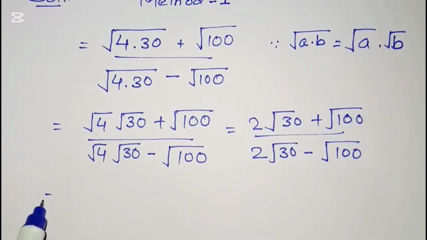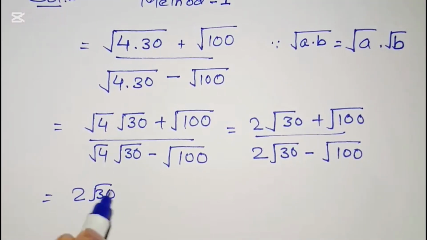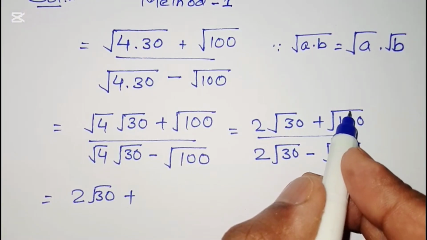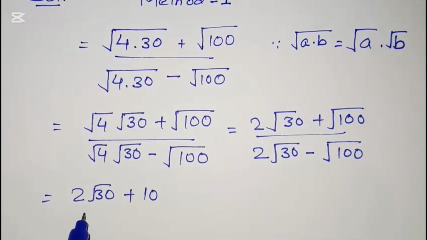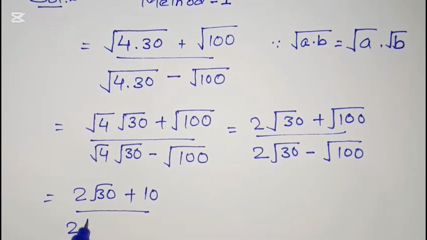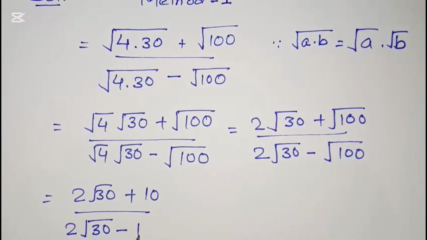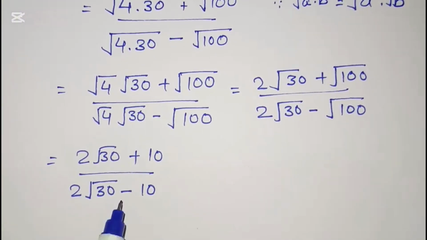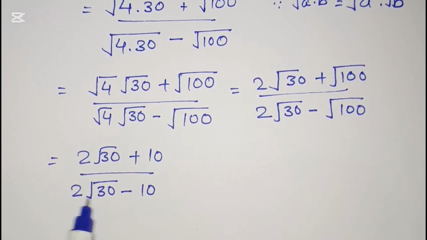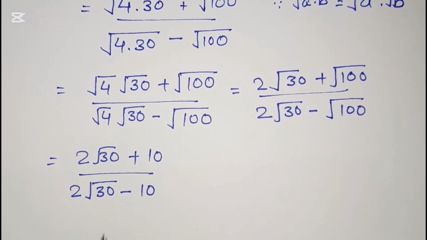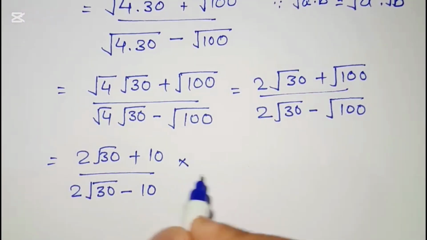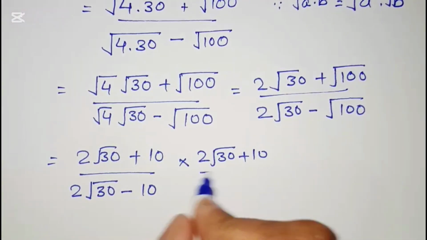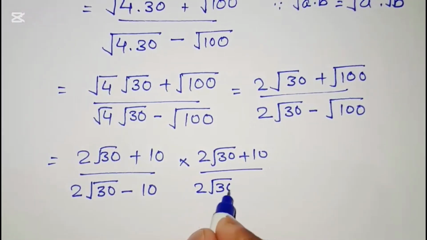We can write this as 2 times square root of 30 plus 10, since square root of 100 is 10, all over 2 times square root of 30 minus 10. Now we will multiply and divide by the conjugate of this denominator. It means we will rationalize the denominator. We will multiply and divide by 2 times square root of 30 plus 10 over 2 times square root of 30 plus 10.